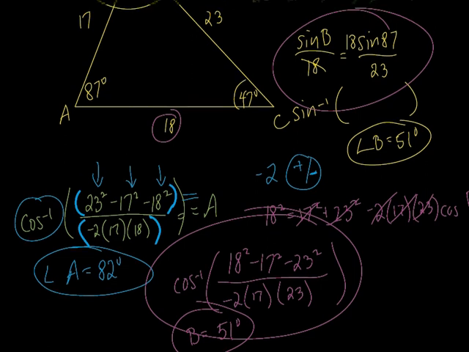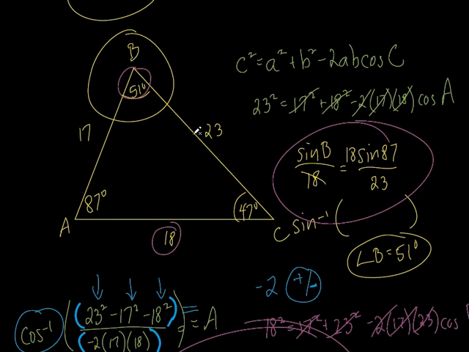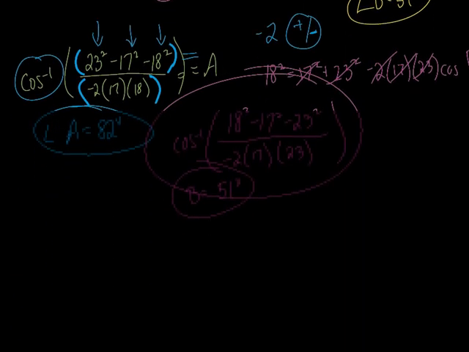If you wanted to, we can sit here all day doing different ways of doing this. You could have found angle C by using law of sines or law of cosines, and then just taken it away from 180 to get 51. You could have done that if you wanted to. It's up to you. But that's it. That's law of sines, law of cosines.